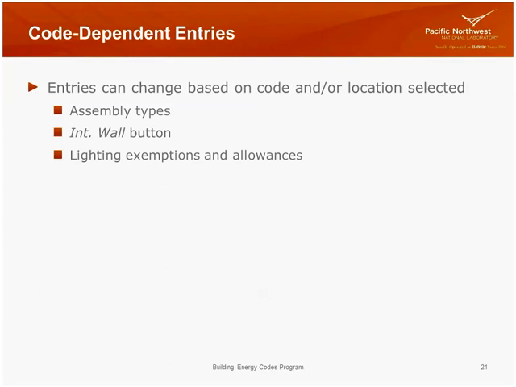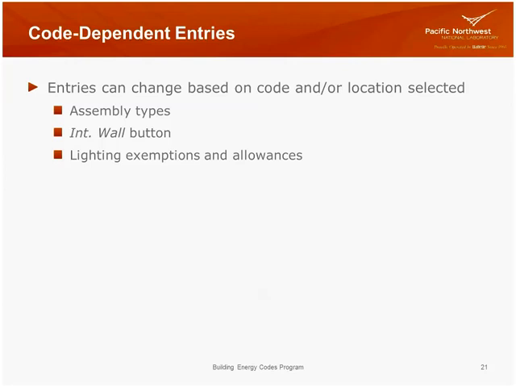Now again, these are code-dependent entries. So the entries for your assemblies can change based on code. The demo I'm going to show you in the software, I'm just going to have it on one code type, but if I change that code, you might see different assembly types that would come up. One example is the interior wall button. Interior walls, and by code this comes from ASHRAE 90.1, is a wall that's between a conditioned and unconditioned space. For example, a warehouse that has an office space in it, but the warehouse is either semi-heated or unconditioned. That's an assembly option button within the software, but it's only code-driven.